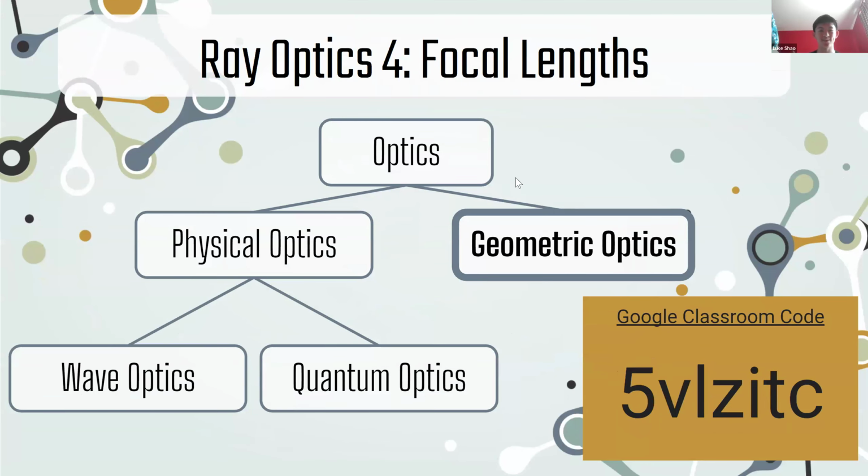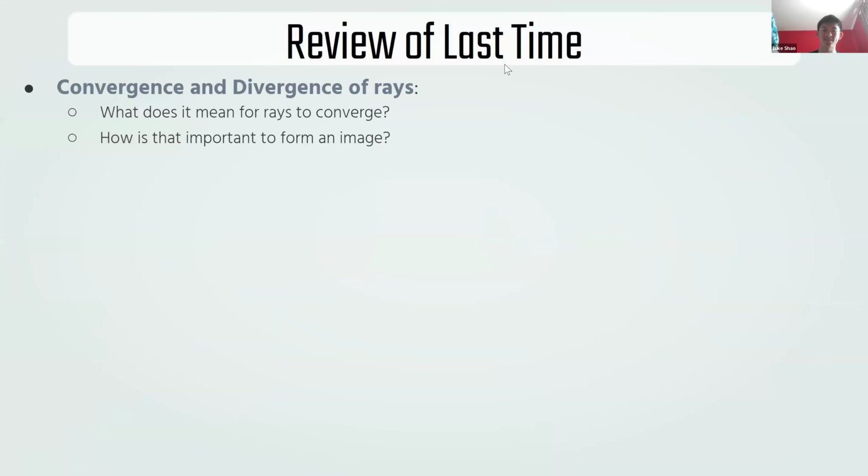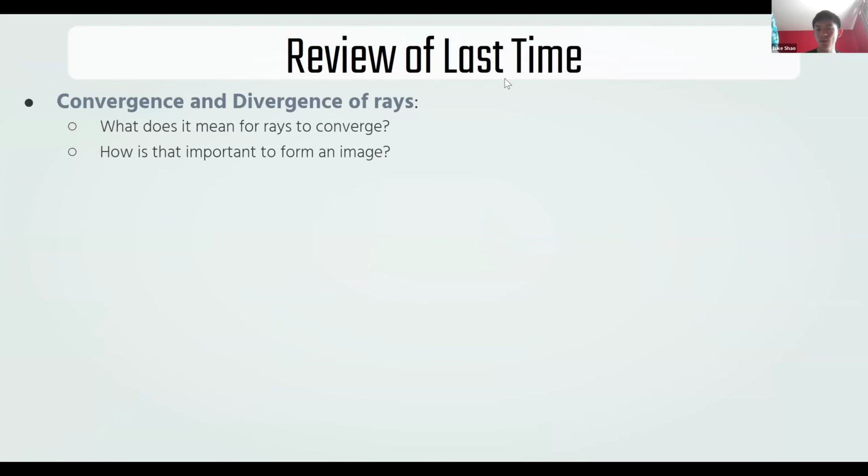Hey guys, today we're learning about focal lengths. So, for review, what does it mean for rays to converge and how is that important to form an image? Does the image form when rays converge or diverge or both?